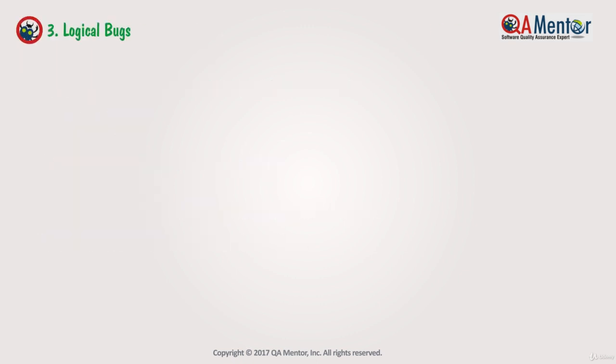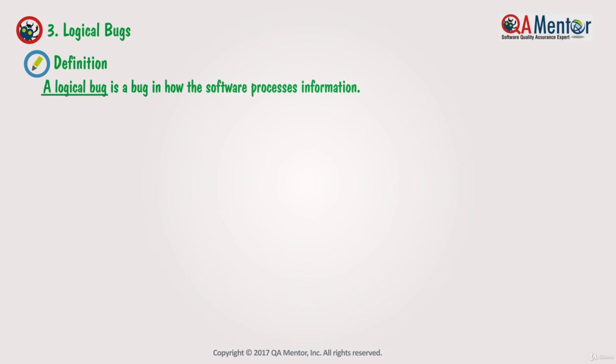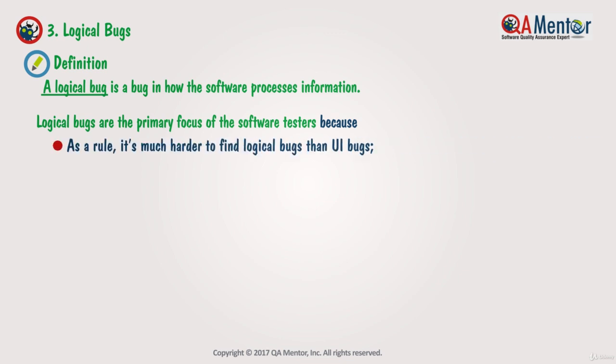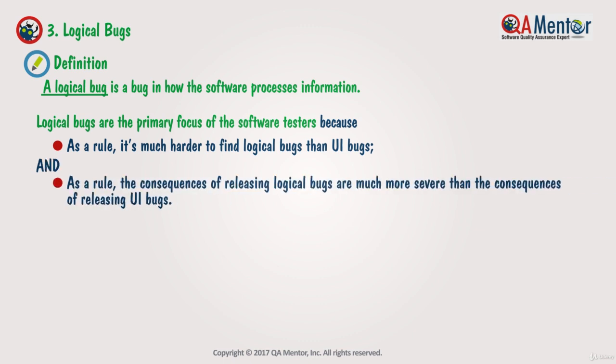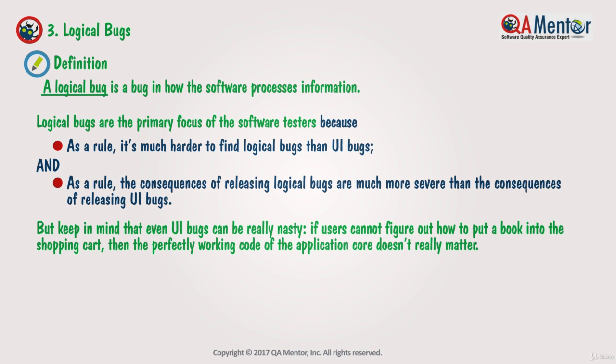3. Logical bugs. A logical bug is a bug in how the software processes information. Logical bugs are the primary focus of the software testers because, as a rule, it's much harder to find logical bugs than UI bugs, and as a rule, the consequences of releasing logical bugs are much more severe than the consequences of releasing UI bugs. But keep in mind that even UI bugs can be really nasty. If users cannot figure out how to put a book into the shopping cart, then the perfectly working code of the application core doesn't really matter.